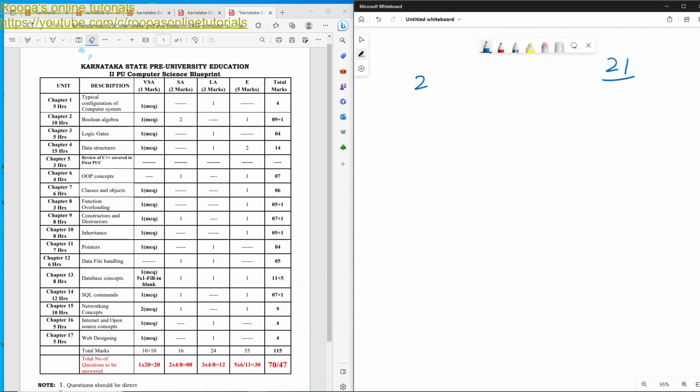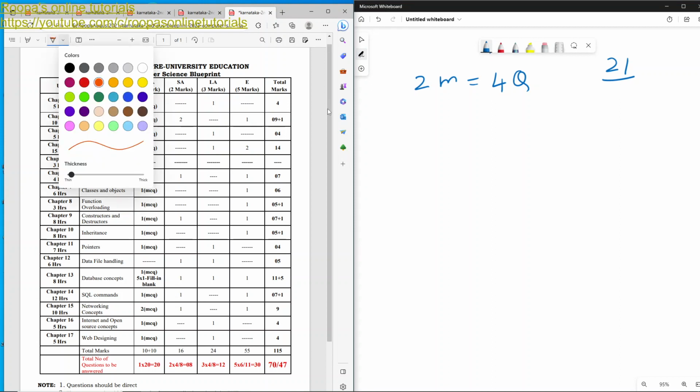And if you look at the 2 marks questions, you need to answer 4 questions. There are many chapters which have been put here, so you can just select the chapters which are easy for you.